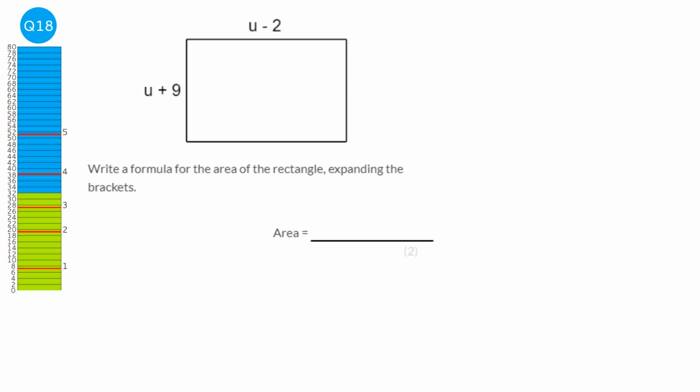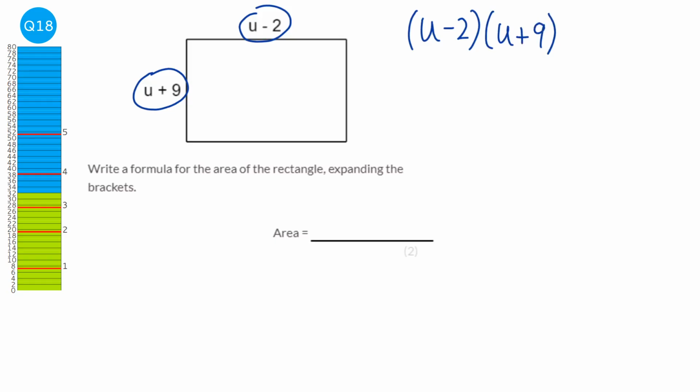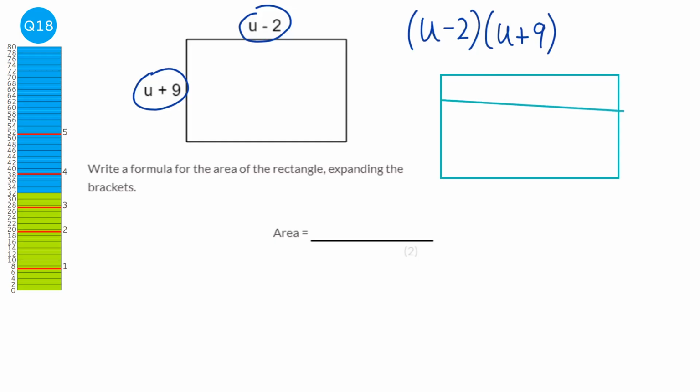So to find the area of a rectangle, we just multiply the width and the length. So that's what we're going to do here. But whenever you have an expression representing a length or a width or anything really, you just put brackets around it. So we go (u minus 2) times (u plus 9). Okay, and the way we do this is with our grid. I'm just going to draw out the grid.